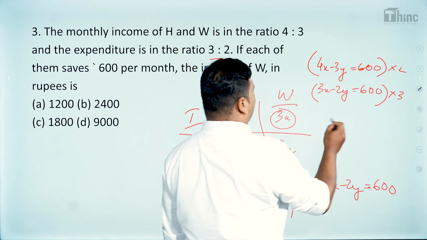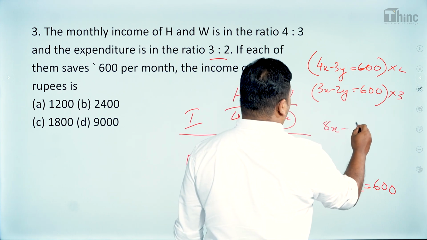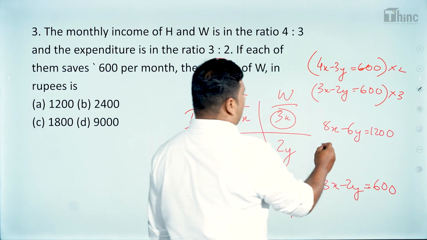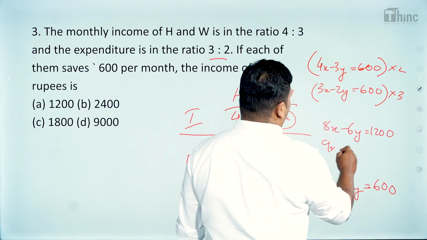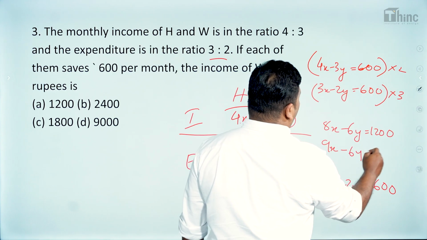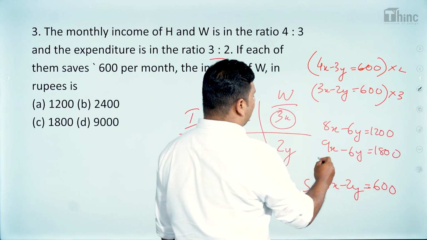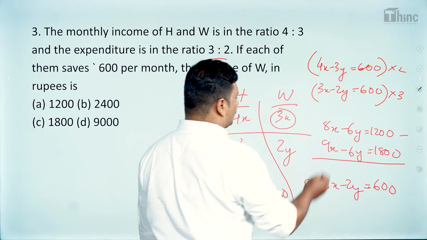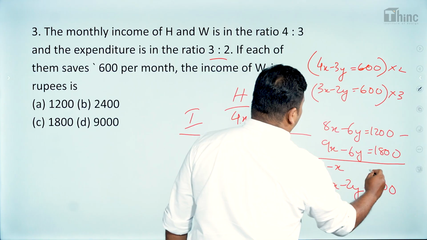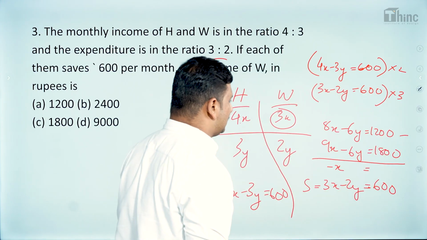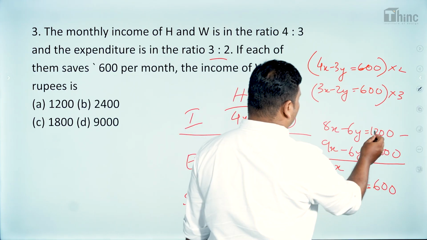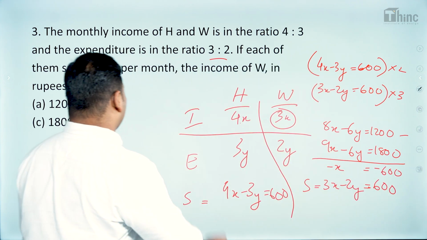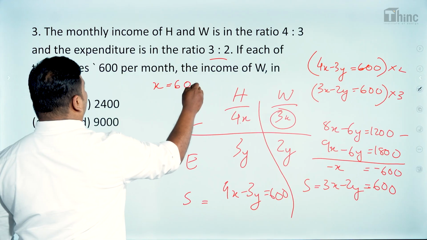So what happens? The first equation becomes 8x minus 6y equals 1200. The second equation becomes 9x minus 6y equals 1800. Now what can we do? We can just subtract these two. So 6y minus 6y becomes 0. 8x minus 9x is minus x equals 1200 minus 1800, which is minus 600. So minus x is minus 600. That means x is 600. So we got the value of x.